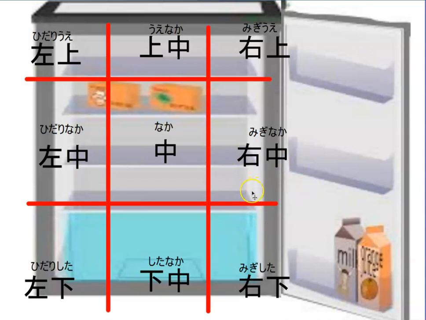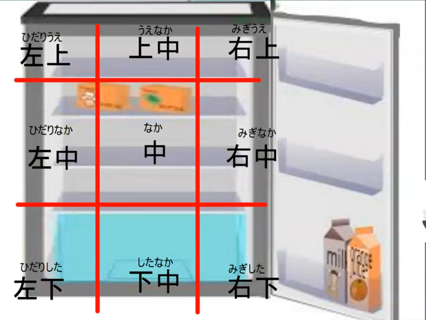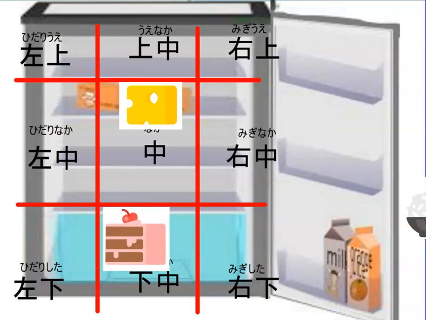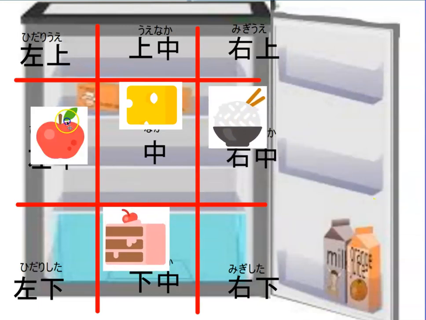I found a refrigerator I thought would photocopy pretty well, in black and white, of course. Then I put lines on it because it wasn't quite right, and I wrote the prepositions of location here. So this is top left, top middle, top right, left middle, middle, right middle, etc. Now I need to put food in the refrigerator. Let's say I draw the cheese here, a cake here, rice here, and I'll put the apple here.